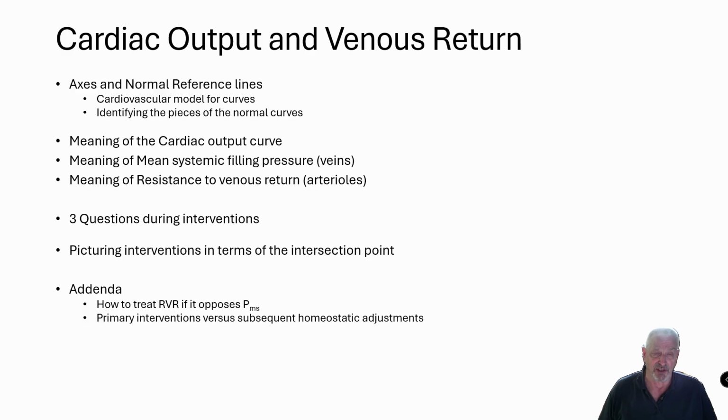And then as a final item, we'll look at two addenda where we talk about what happens if mean systemic filling pressure and resistance to venous return fight each other during these interventions, and how do you deal with the fact that some interventions are extremely complex and change with time, so that the initial intervention does something and then there's some homeostatic adjustments that happen thereafter. So that's quite a bit to talk about. Let's get going.